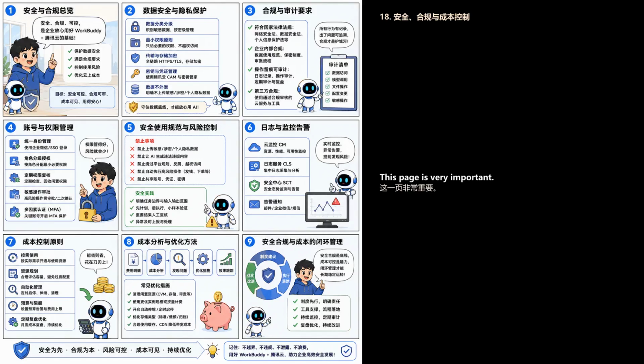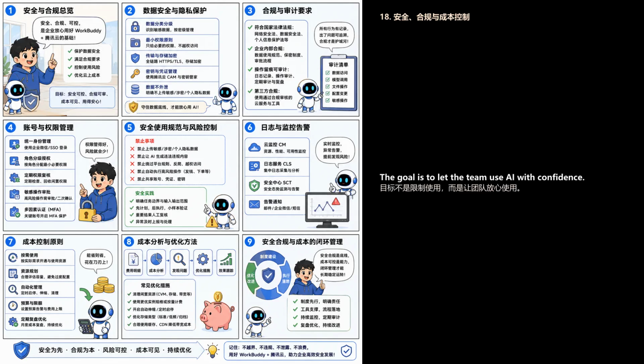This page is very important. WorkBuddy and Tencent Cloud can improve efficiency, but only when security is controllable, compliance is auditable, and cost is visible. The first panel gives the overview. Protect data security, meet compliance requirements, control usage risk, and optimize cloud cost. The goal is not to restrict use. The goal is to let the team use AI with confidence.